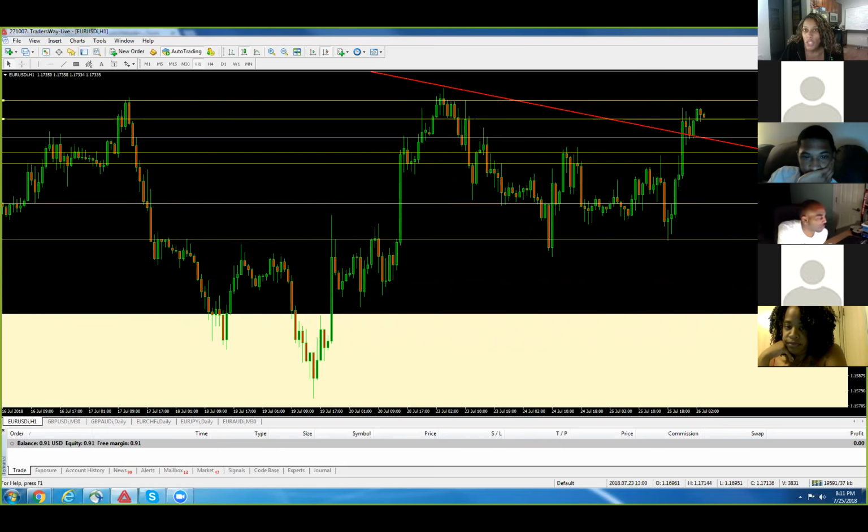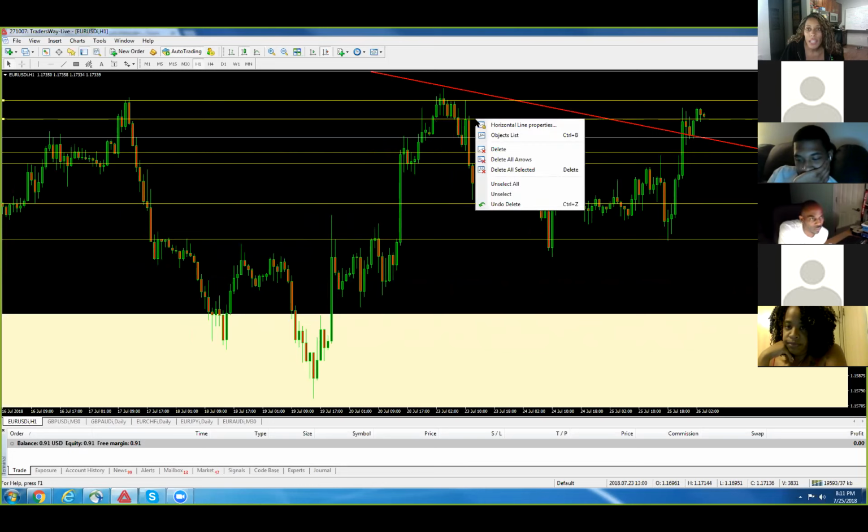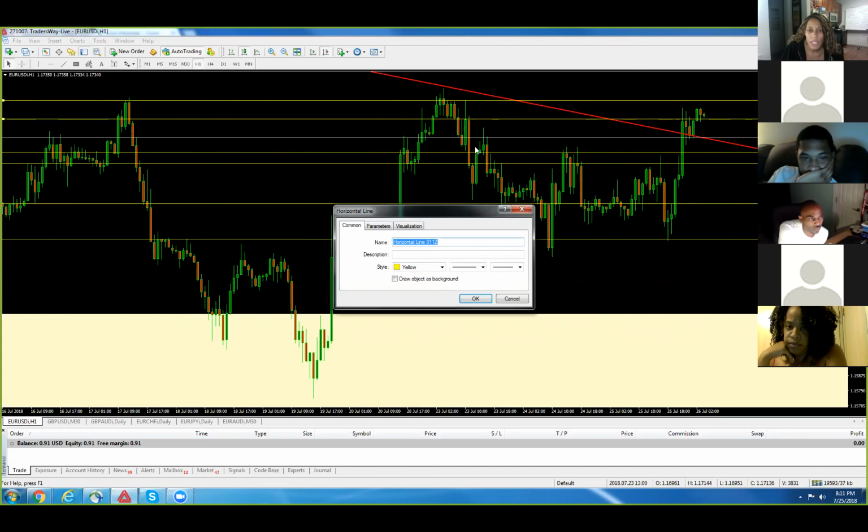Okay. So, I might look at this line. How do I, here, horizontal line properties. Let's see, this is an hourly chart. Okay, Tino, I'm coming. This is an hourly chart. Let's make it this blue.